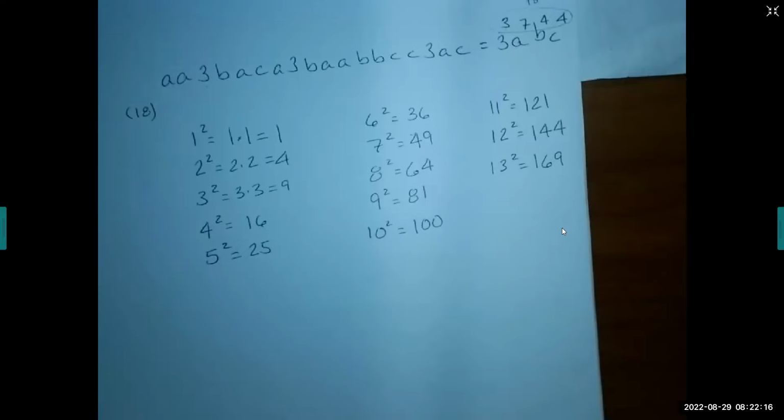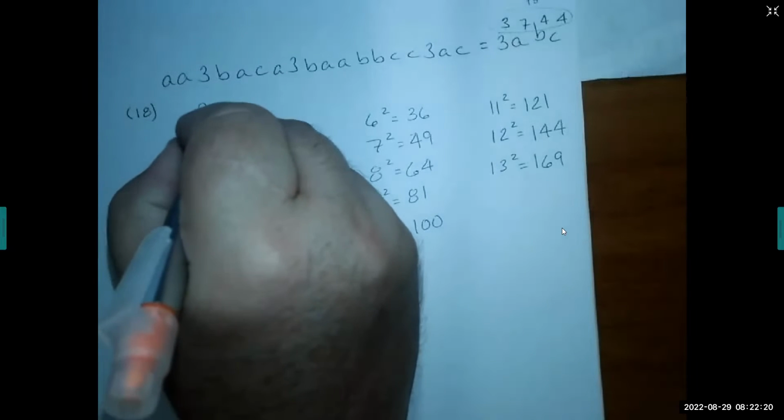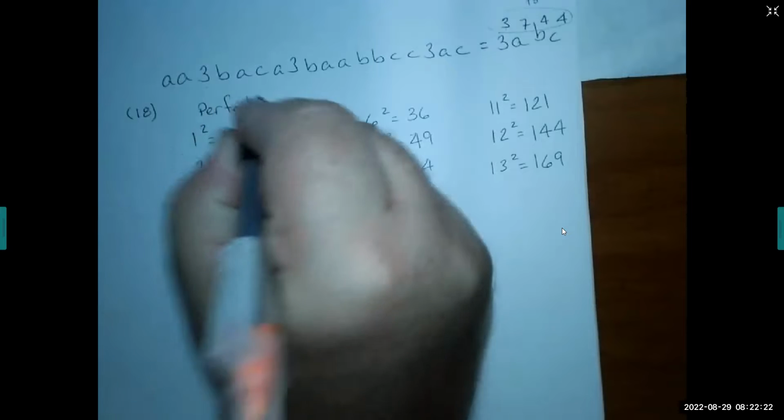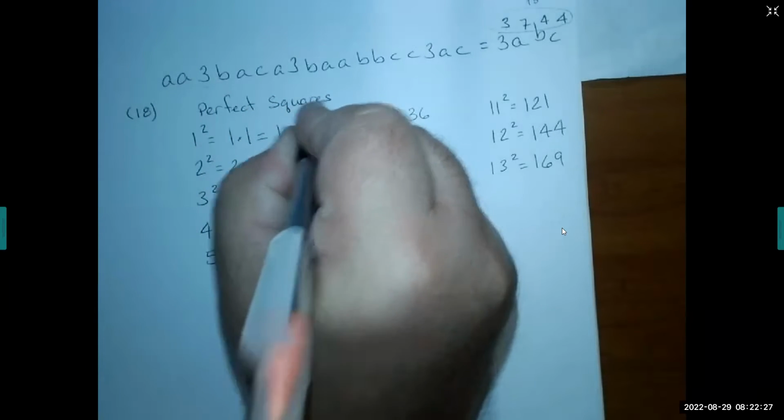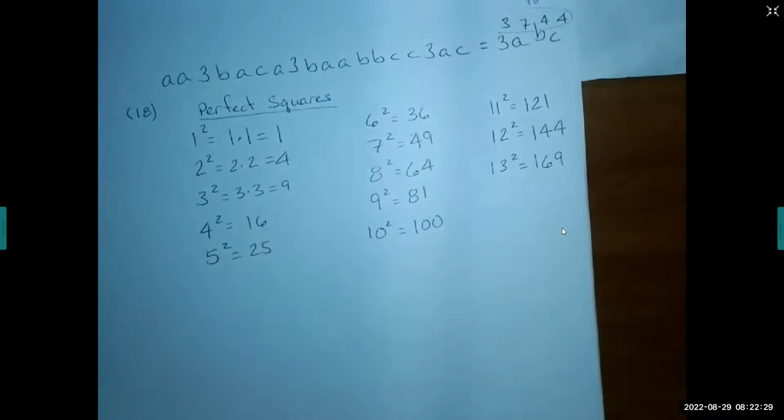All right, these are important. These are all called perfect squares. And you keep on going. 20 times 20, 40 times 40, 80 times 80, a million times a million. So any number multiplied to itself is a perfect square.